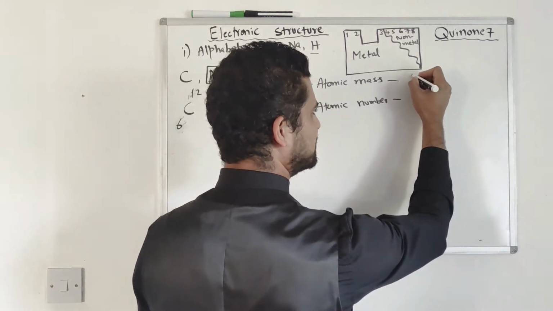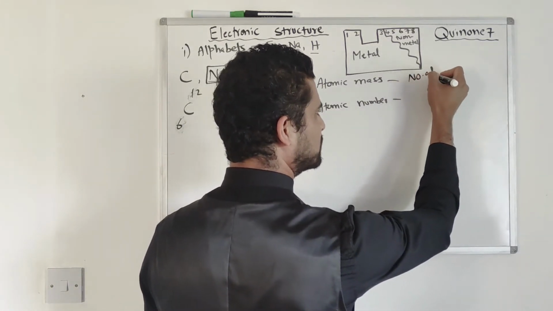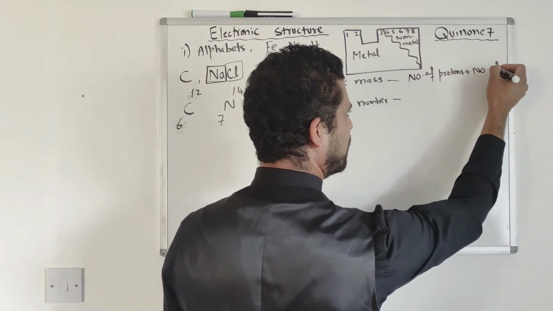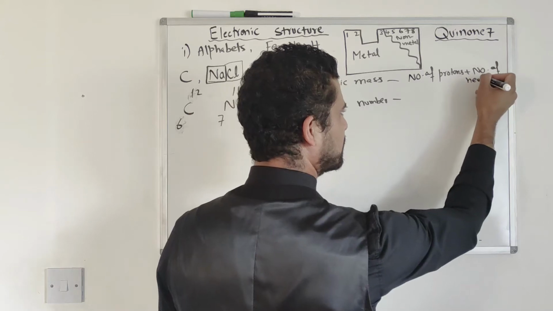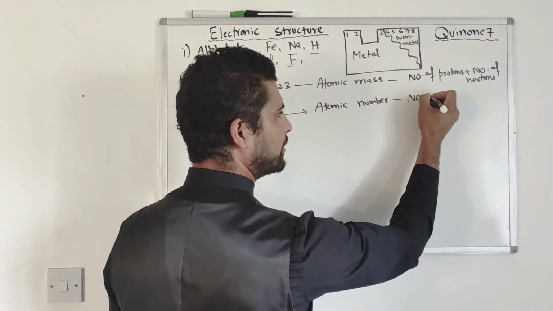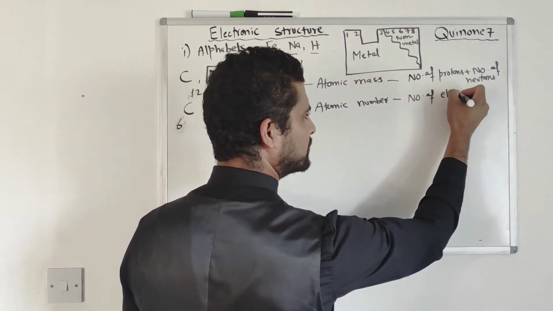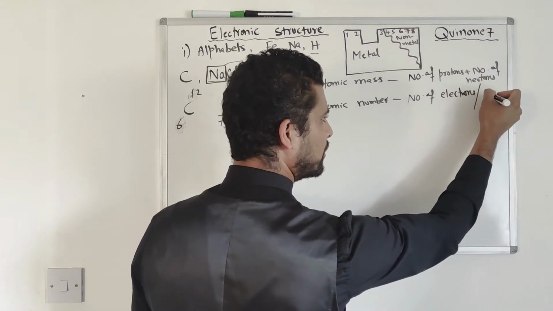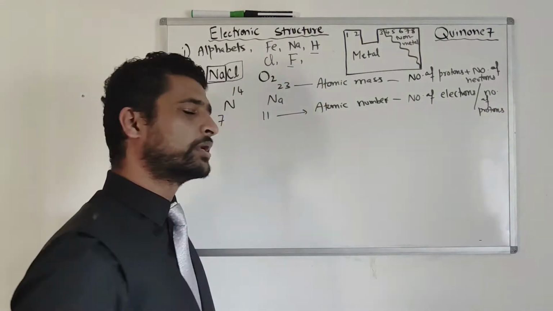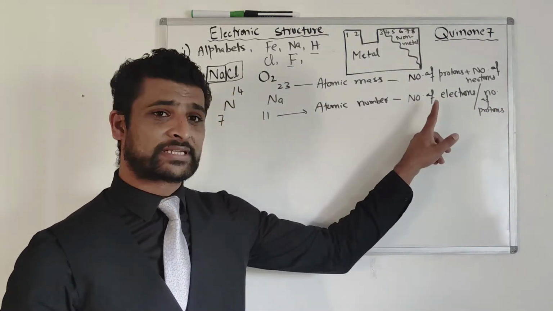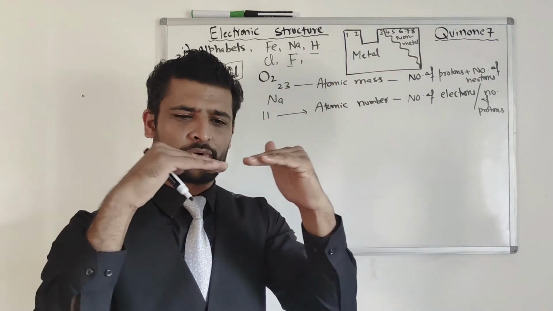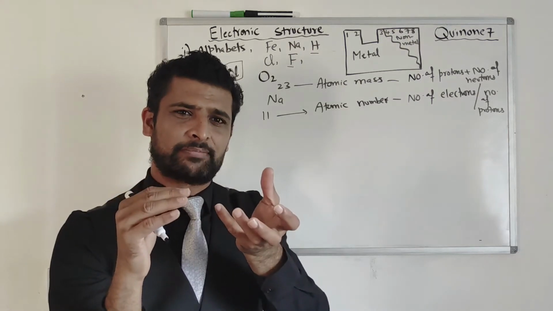Atomic mass means you have the number of protons plus the number of neutrons. When you have atomic number, that is the number of electrons or number of protons. So this is pretty difficult to understand. When we talk about the mass, we look at the mass of protons and neutrons inside the nucleus, because that actually predicts the mass of an atom.